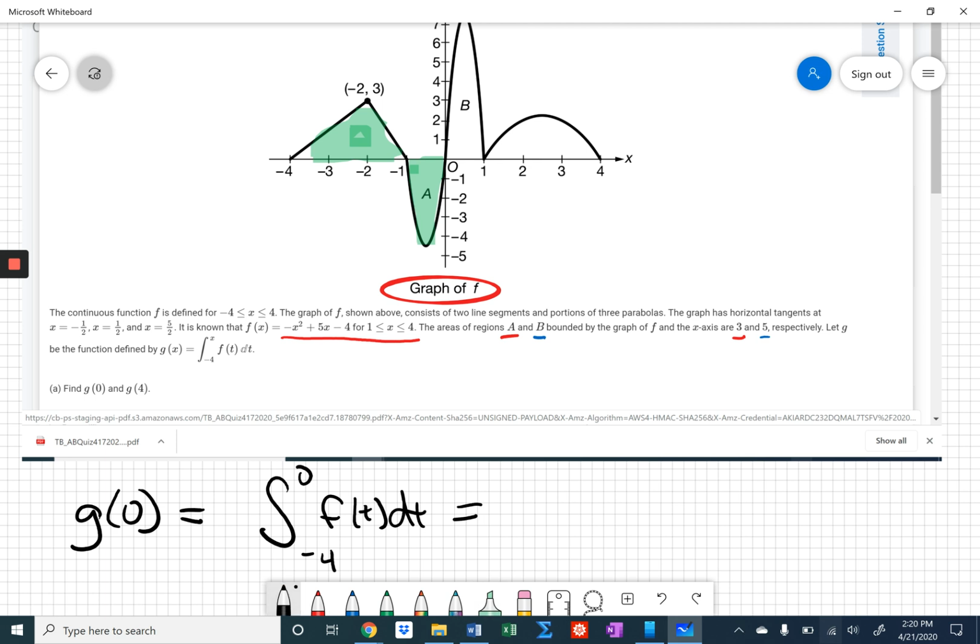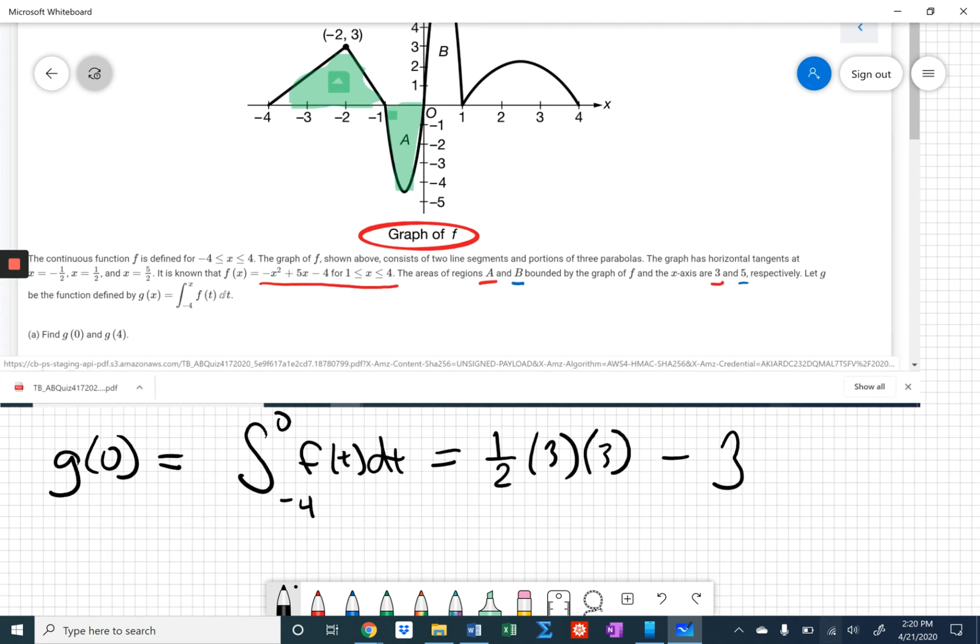So how do we find the area of a triangle? Half base times height. So the base here is from -4 to -1. That's just 3 units. Okay. So it's going to be 1/2 times 3 units times the height, which is also 3 units. And then again, we're going to subtract from that the area of A, which they told us was 3. So -3. Okay. And that's all you need to do. In fact, you could stop right there.